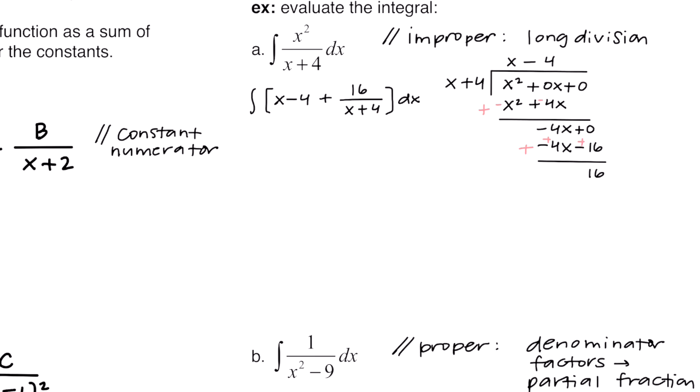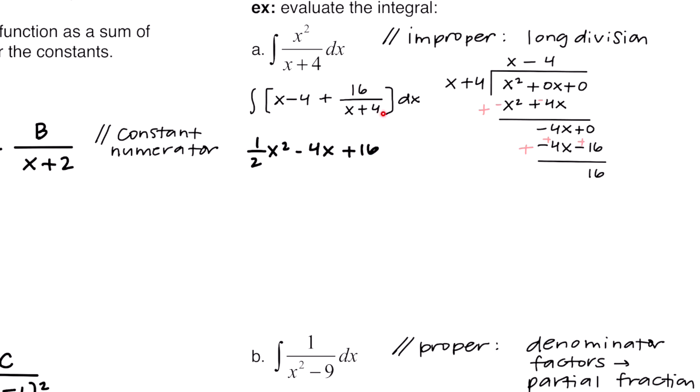The integral of x is 1/2 x squared. The integral of negative 4 with respect to x is going to be negative 4x. I'm going to drop down this plus 16. So again, the numerator, I just drop it down. And then you have the integral of 1 over x plus 4.